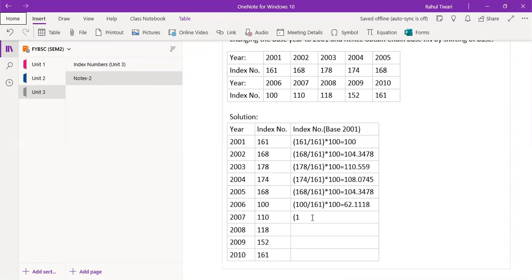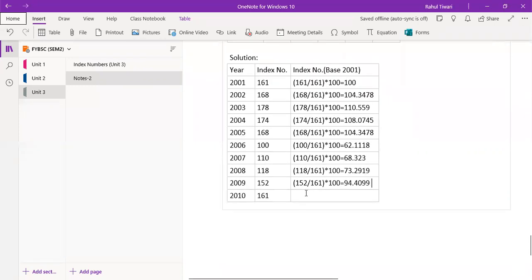Similarly, the next one, 110 divided by 161 multiplied by 100 will give again the answer. And the last ones, 118 divided by 161 multiplied by 100, and 152 divided by 161 multiplied by 100. So this is the way one is able to get the shifting of the base.